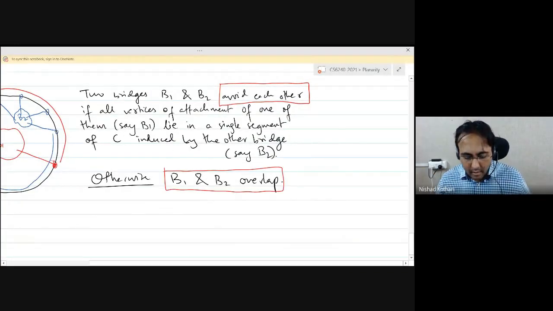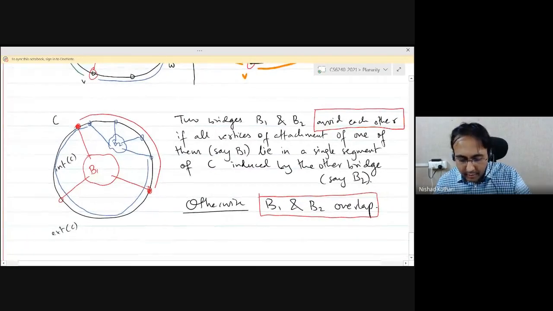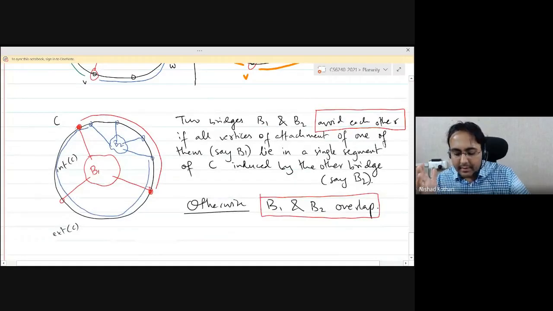Okay, so intuitively, what we are getting at is when the two bridges avoid each other, you can put them both inside the cycle. You might be able to, assuming some other conditions. You need the bridge to be planar in particular, right? So if you make those assumptions, then it's clear that you need the two bridges to avoid each other if you want to draw them both inside the cycle, right?